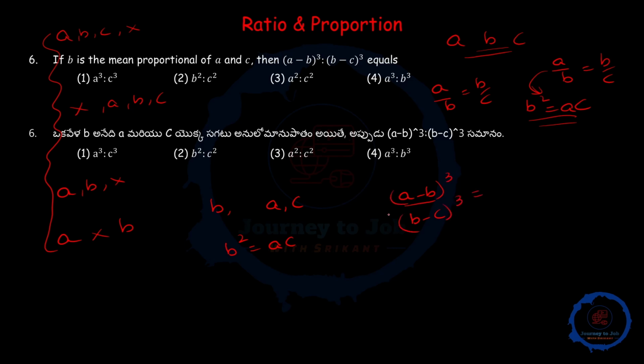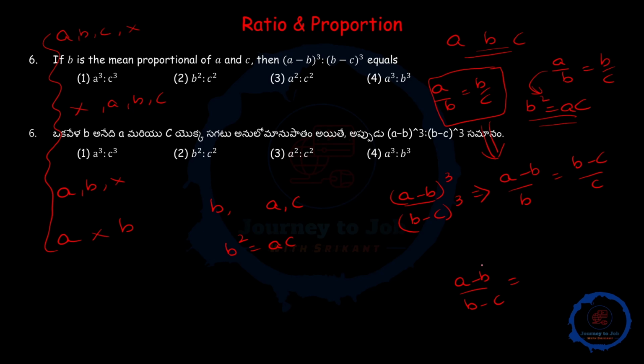సో ఇప్పుడు ఇక్కడ మనకి రిలేషన్ ఏంటి, a/b = b/c కదా. సో ఇక్కడ ఏం చేద్దామంటే మనం డివైడ్ అండ్ అప్లై చేద్దాం దీంట్లో. (a−b)/b = (b−c)/c. ఓకే, సో ఇప్పుడు ఏమవుతుంది, (a−b)/(b−c) = b/c.